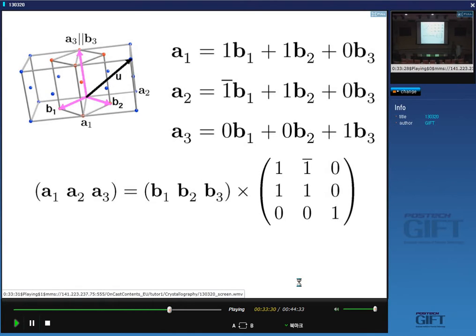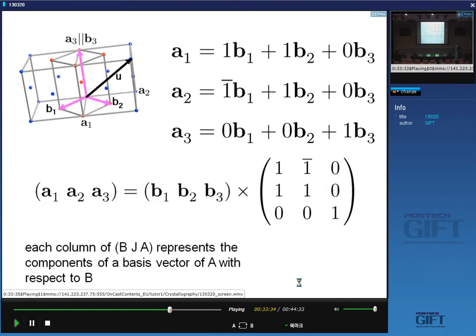And this matrix here is our coordinate transformation matrix. Okay? So each column of this matrix, which we will call JA, transforms the coordinates of a vector from the basis A to the basis B. It represents the components of a basis vector of A with respect to B. So if you can draw a diagram like this, it's very easy to derive a coordinate transformation matrix.